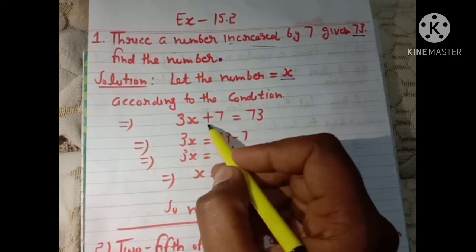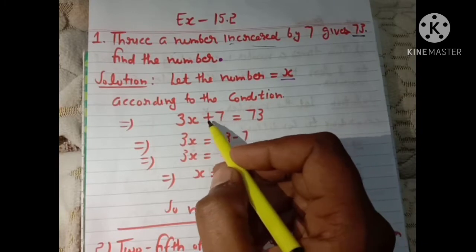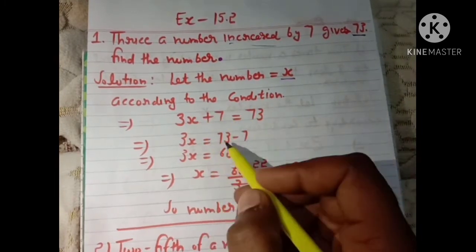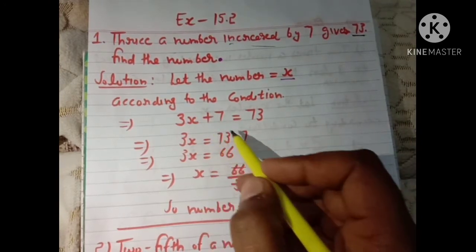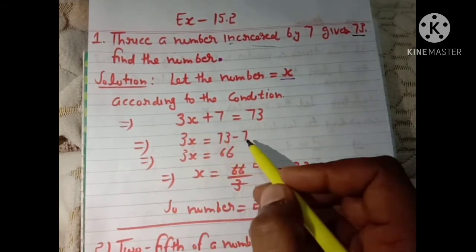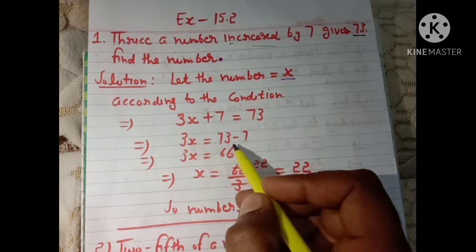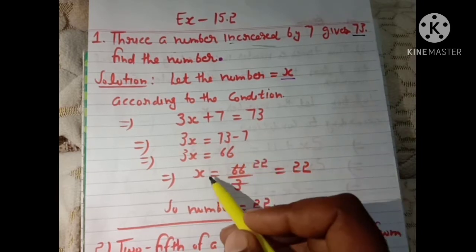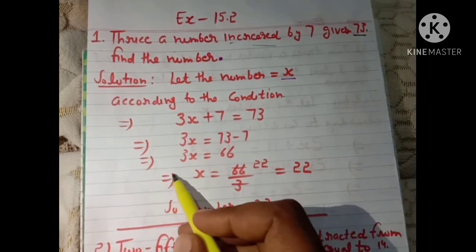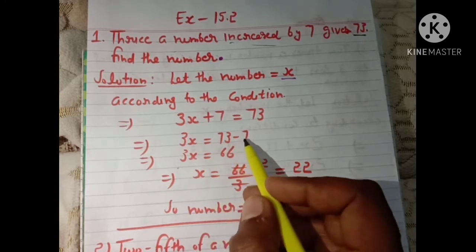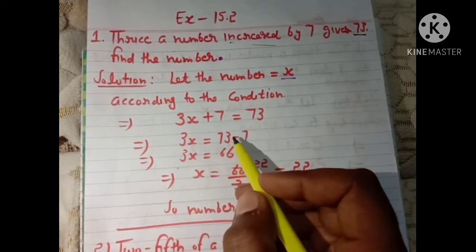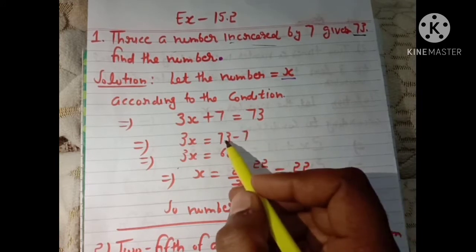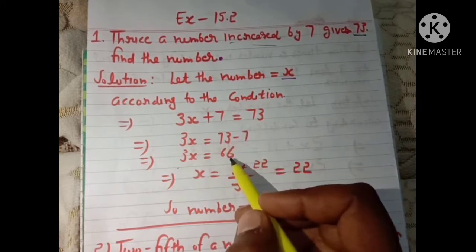Now again we have to take this plus 7 to the right hand side, and when we take this plus 7 to the right hand side, its sign changes. So plus sign will become minus. So 3x is equal to 73 minus 7. Now in the next step, after subtraction, when we subtract this 7 from 73, it will become 66, so 3x is equal to 66.